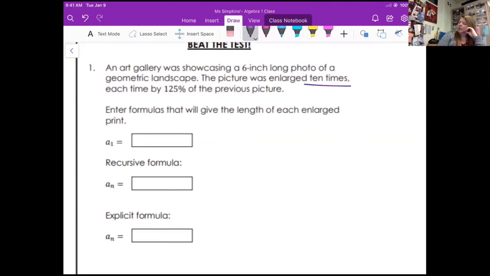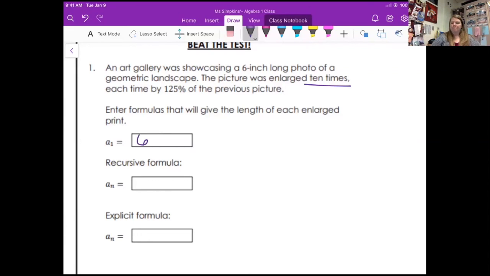So it says an art gallery was showcasing a 6-inch long photo of a geometric landscape. The picture was enlarged 10 times, each time by 125% of the previous picture. So how big was it originally? What's our first size? 6. Yeah, 6 inches.